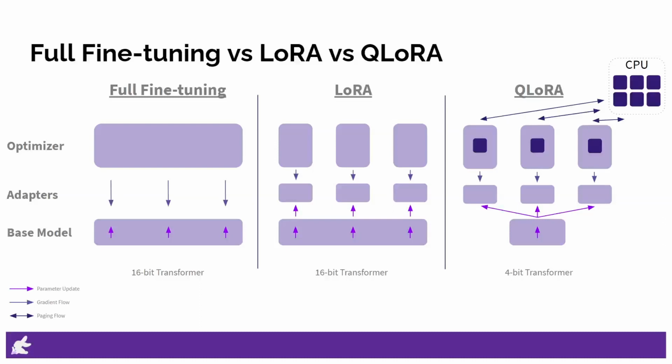QLoRA is an even more memory-efficient iteration of LoRA. It takes LoRA a step further by quantizing the weights of the pre-trained LLM to 4-bit precision, such as 4-bit instead of 16-bit. This reduces the memory footprint and storage requirements of the fine-tuned LLM.